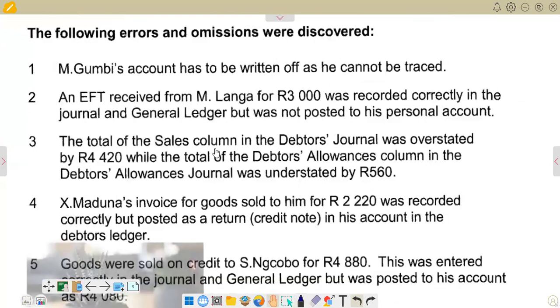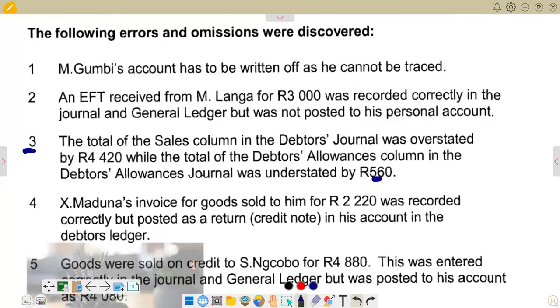So we can go down to check on the information. What we are going to do is see which information is going to affect the sales there. Let's go down and check exactly what we have. If you go to item 3, I think the total of the sales column in the debtors journal was overstated by 4,420, while the total of the debtors allowance column in the debtors allowance journal was understated by 560.